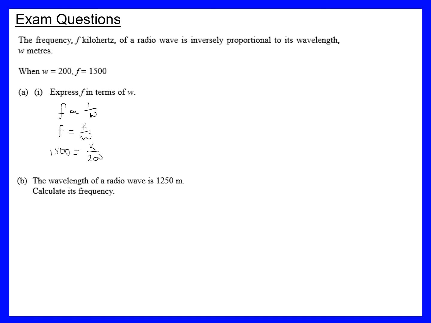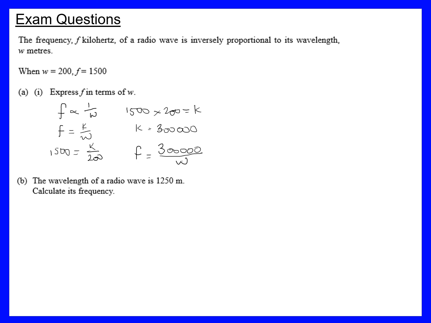So we need to rearrange the equation. So we're going to multiply both sides by 200. So 1500 times 200, which gives us K. Now that means that K is equal to 300,000. There's our value of K, and we're going to substitute that back into our formula. So F is equal, we're swapping out the K for our 300,000 over W. So we've now expressed F in terms of W. So that's our first part.